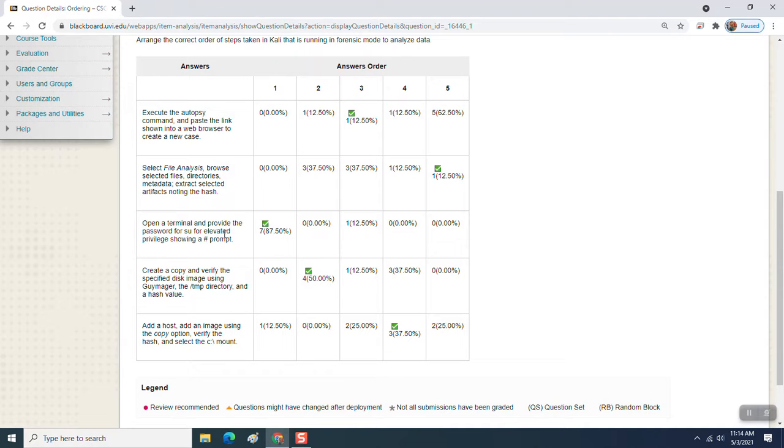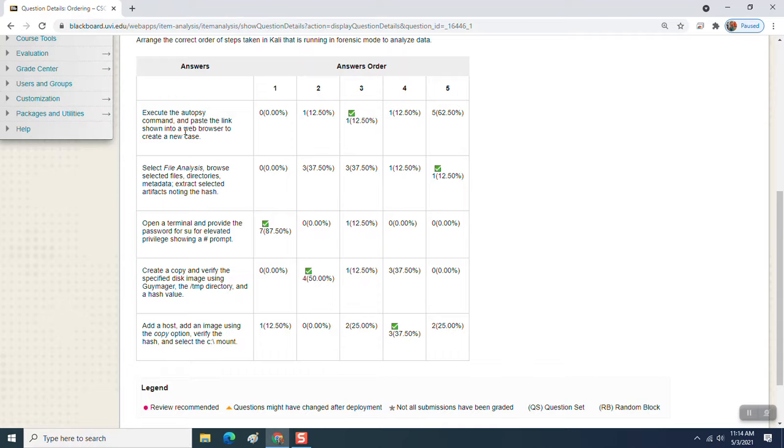So when it comes to having proper rights to execute certain commands, you want to make sure that you have the appropriate privileges, that means you have to have root level privileges. So that's step 1. Step 2 is to create a copy and verify the specified disk image using Geiger, the temp directory, and hash values. So you're going to perform this step second.